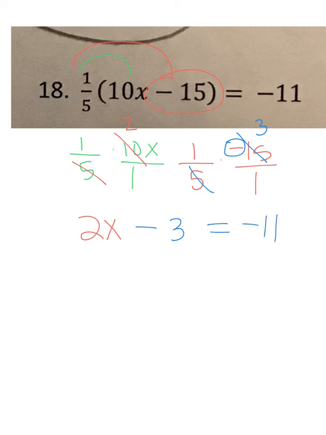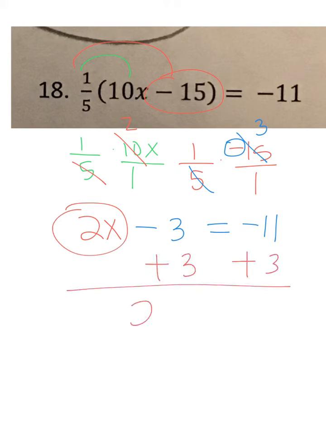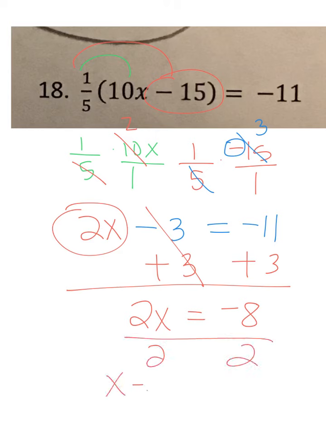I'm going to circle my 2x. So minus 3, the opposite, add 3. I get 2x equals negative 11 plus 3. Different signs, I subtract, keep the sign of the bigger number. Divide by 2. X is equal to negative 4.